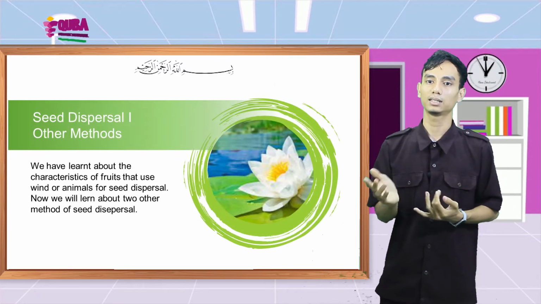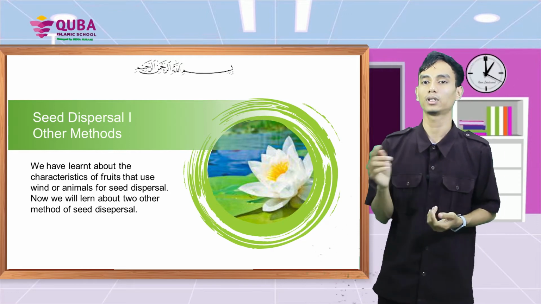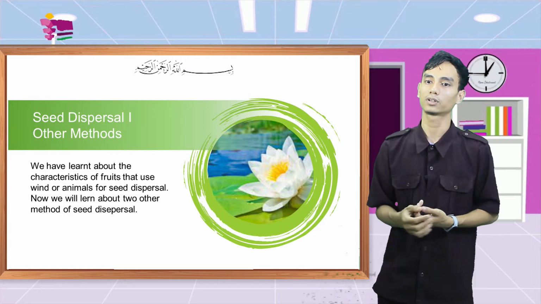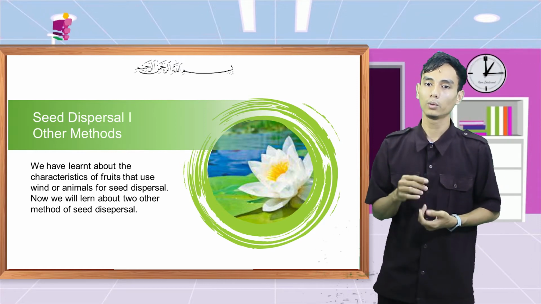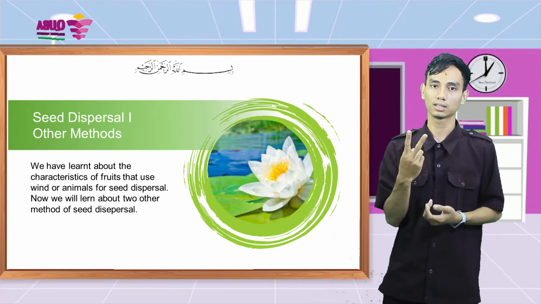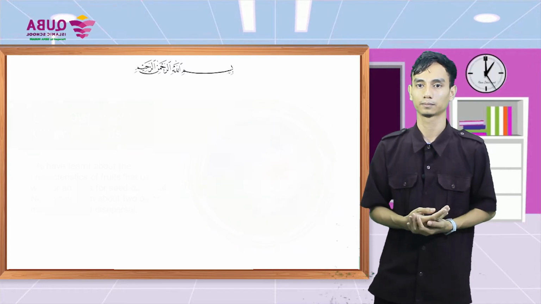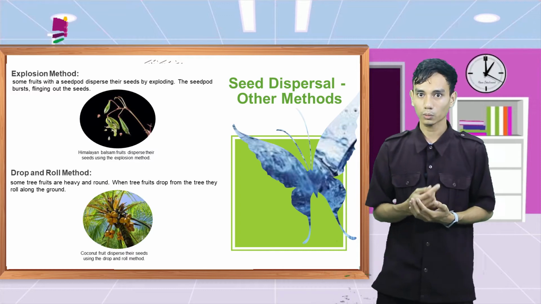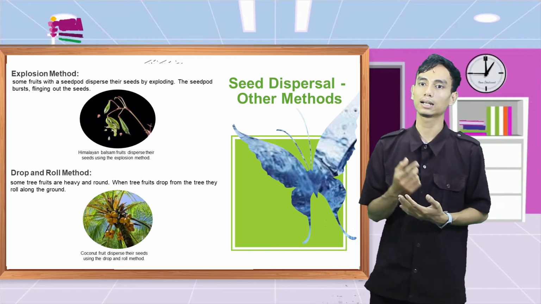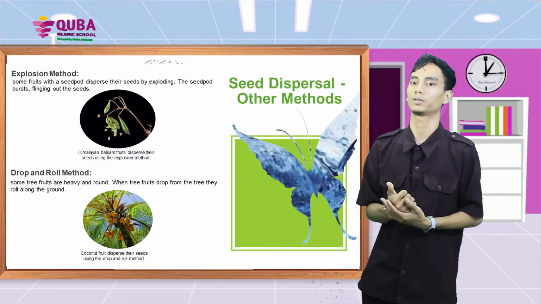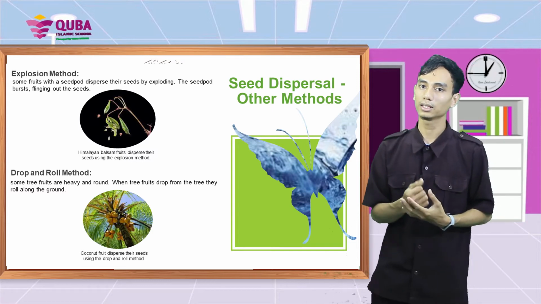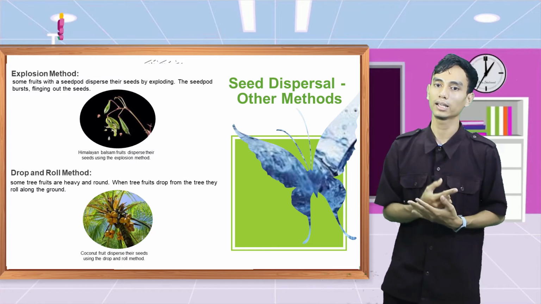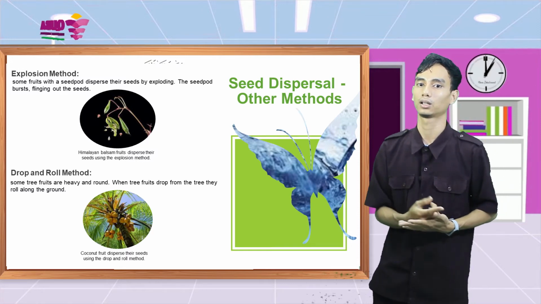And then, seed dispersal by other methods. Now, we have learned about the characteristics of fruits that use wind or animals for seed dispersal. Now, we will learn about two other methods of seed dispersal. The first method is explosion. Some fruit with a seed pod disperse their seed by exploding. The seed pod bursts, flinging out the seed. For example, Himalayan balsam fruit disperse their seed using the explosion method.